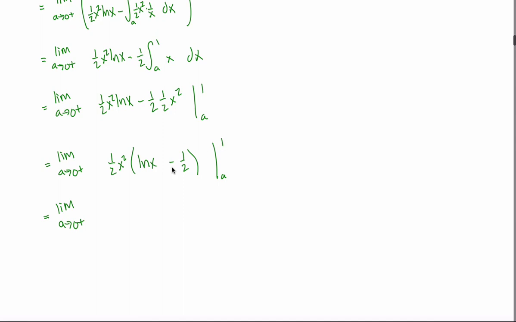If I plug in 1s, the natural log of 1 is just 0. And 1 squared is just 1. So I get 0 minus 1/2, or negative 1/2 in here. And then I get 1/2 out here. So 1/2 times negative 1/2 is negative 1/4. And then from that, I have to subtract what I'd get when I plugged in a's. And when I plug in a's, I would get 1/2 a squared times the natural log of a minus 1/2.